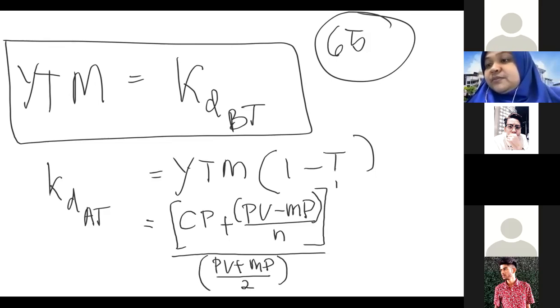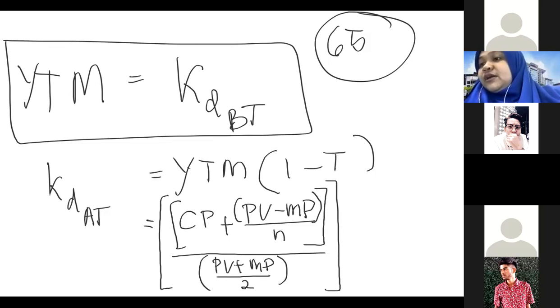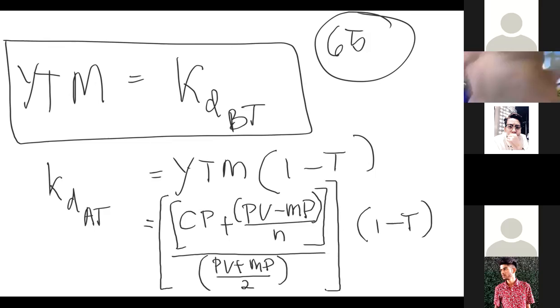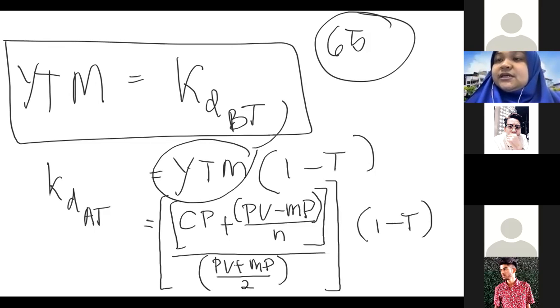So you dah dapat jawapan ke semua ni. Ini adalah jawapan YTM. So darab dengan 1 minus tax. So actually it is the same thing lah. Because YTM is representing the cost of debt before tax. Boleh? Boleh, madam. Okay, so maksudnya kena study balik lah YTM tu macam mana dekat long term financing.